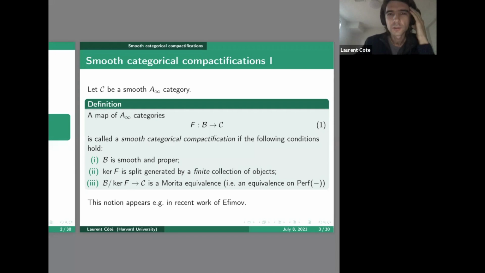And there's also a notion of what it means for an infinity category to be proper. And I'd like to let B be such a thing. And let's say that a smooth categorical compactification of C is just going to be a map from B to C. And we require that the kernel of this map is split generated by a finite collection of objects, and that the induced quotient map from B mod the kernel is a Morita equivalence onto C. And this notion appears, for instance, in recent work of Efimov.